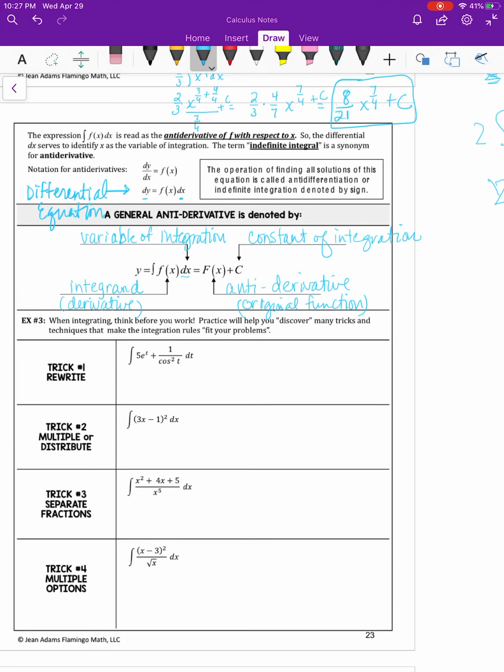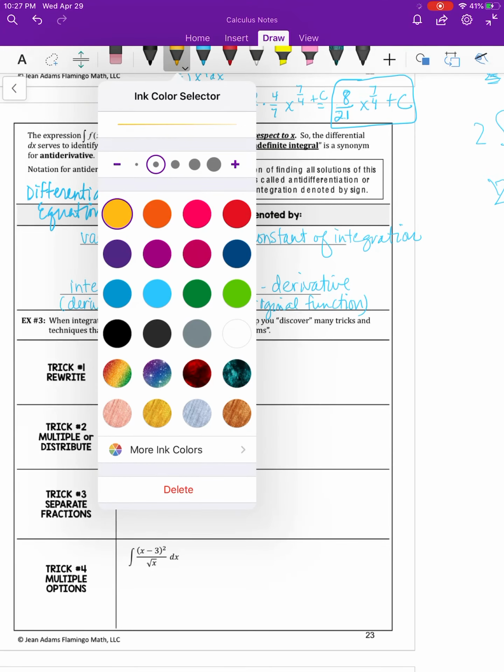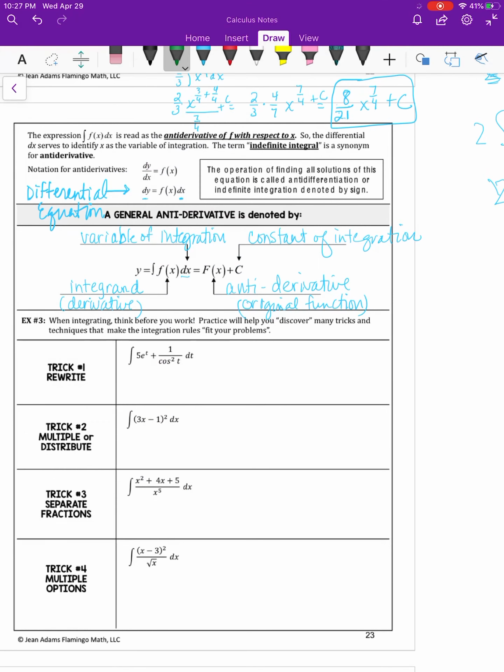So example number 3, when integrating, think before you work. Practice will help you discover many tricks and techniques that make the integration rules fit your problems. Okay. So, here we go. Trick number 1, rewrite. So when I see a plus sign in between like that, I think of splitting this up into 2 separate integrals.